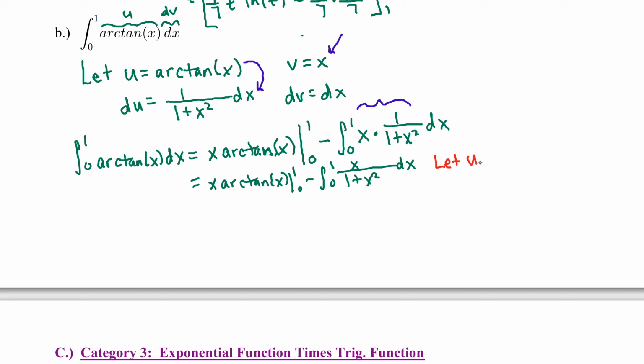One way that we can handle the antiderivative of a proper rational function is to let u equal the denominator. And we've already used u, so I'm going to call this u sub 1. This is a different substitution. So let u be the denominator, then the derivative is 2x dx. So again, I'm going to hold off on evaluating this part and just copy it down.